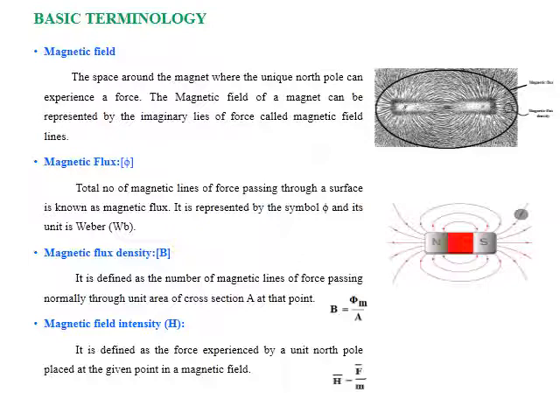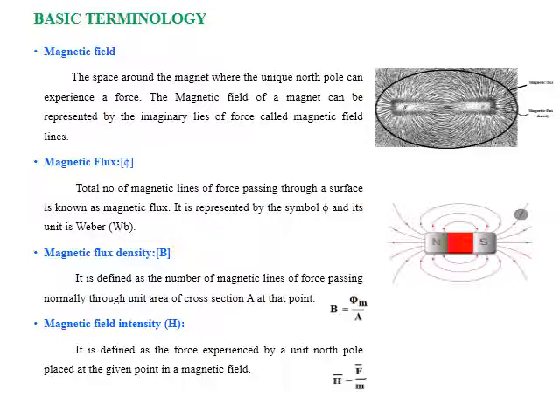Based on these magnetic flux lines, we define another parameter called magnetic flux density, B. This is a vector quantity. It is defined as the number of field lines of force passing through a normal surface at a particular point. We can simply define magnetic flux density as the magnetic lines of force penetrating through a unit cross-sectional area, or the number of field lines per unit area.